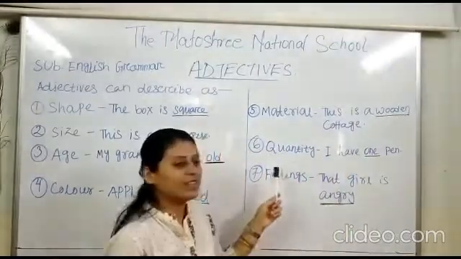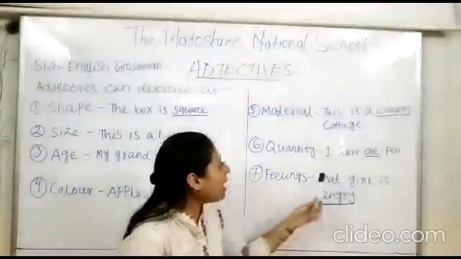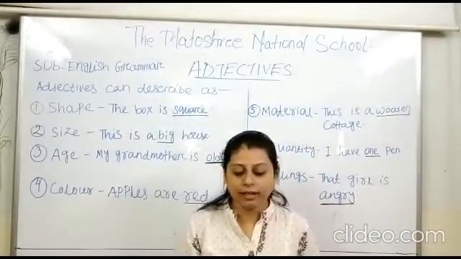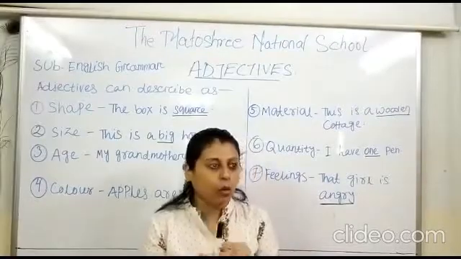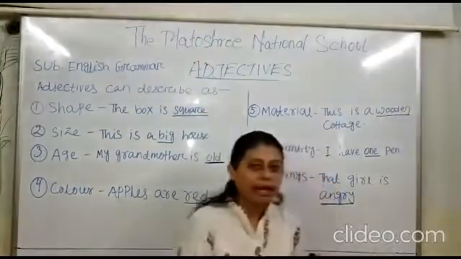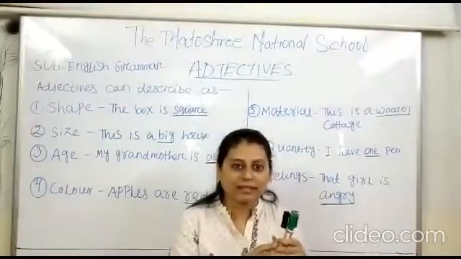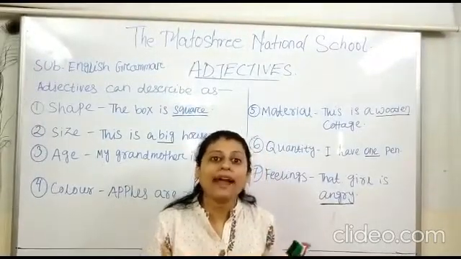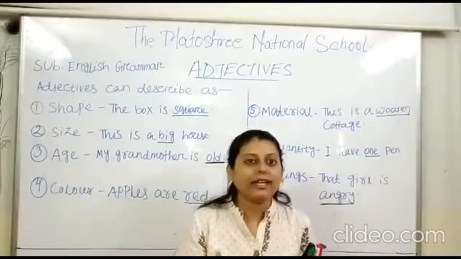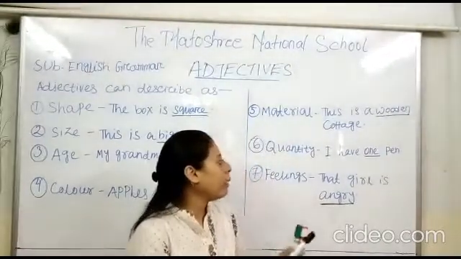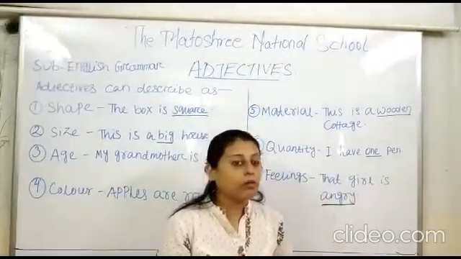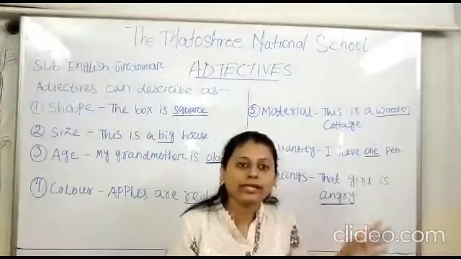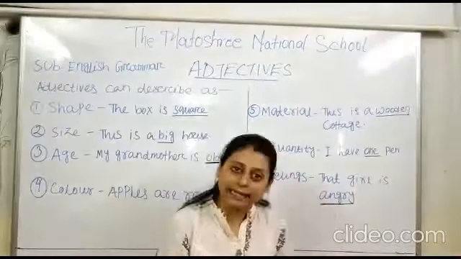Okay. Next, quantity. I have one pen. Okay. Now, I have many pens. So, these, one and many, are the quantity which describe the pen. Quantity is also an adjective which describes a thing.